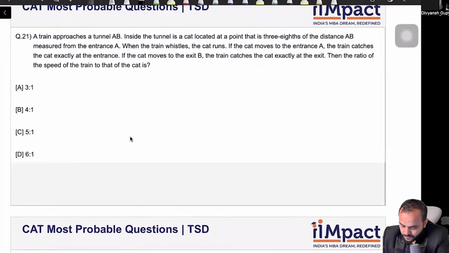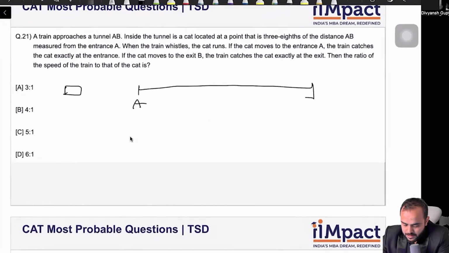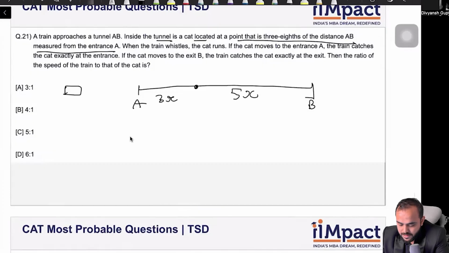Moving on. A train approaches a tunnel AB. So this is your train and this is your tunnel AB. Inside the tunnel, a cat is located at a point that is 3/8 the distance of AB measured from the entrance A. So this is the cat, 3x, and this is 5x. The train whistles, the cat runs. If the cat runs towards entrance A, the train catches the cat exactly at the entrance.